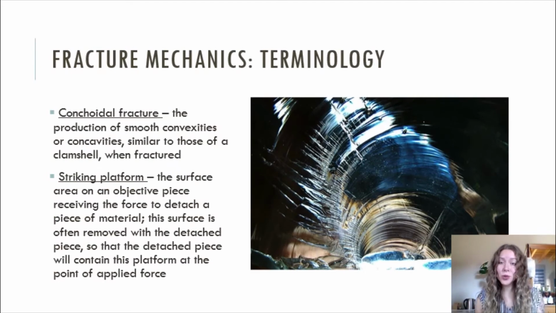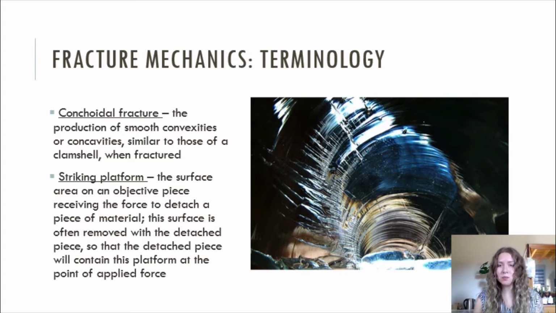So for stone tool production, conchoidal fracture, as I mentioned before, is very important for raw material selection. A conchoidal fracture is the production of smooth convexities or concavities similar to those of a clamshell when fractured. So you can see in the image on this slide, that is what a conchoidal fracture looks like. It's kind of that discoidal, wavy, linear, semicircle fracture.